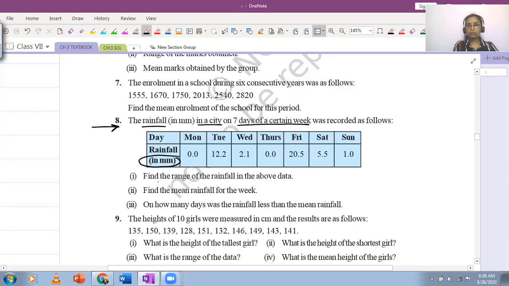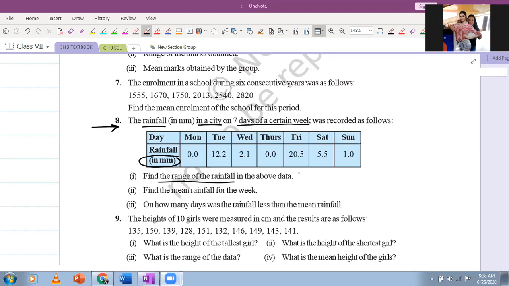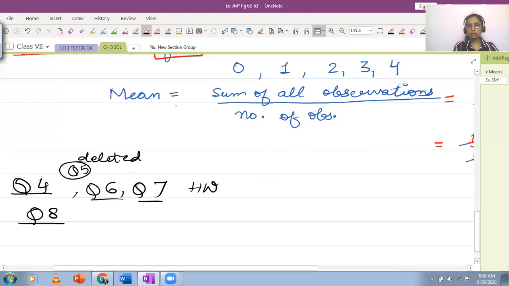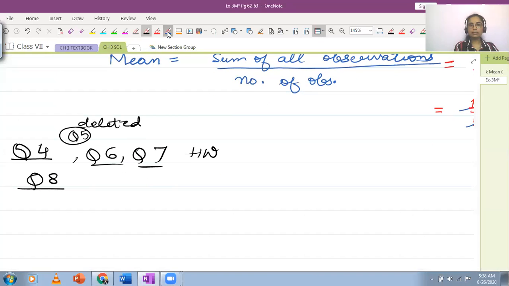You want to find out the range of the rainfall. So how do we find out the range? We write the highest and the lowest value of the rainfall. That's correct. So take the highest value and the lowest value. If you want, you can write that first and then find the range. I'll help you write the answer here. Just do it with me. 20.5 and 0.0. Yes, that's correct. Let's write down the answer here.